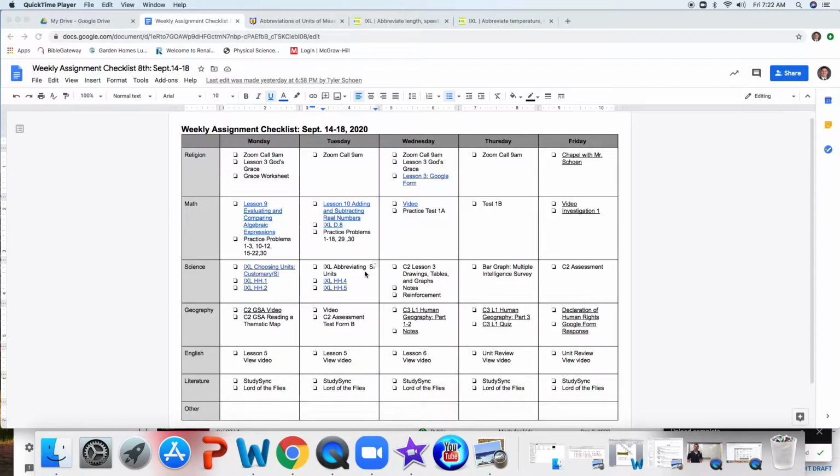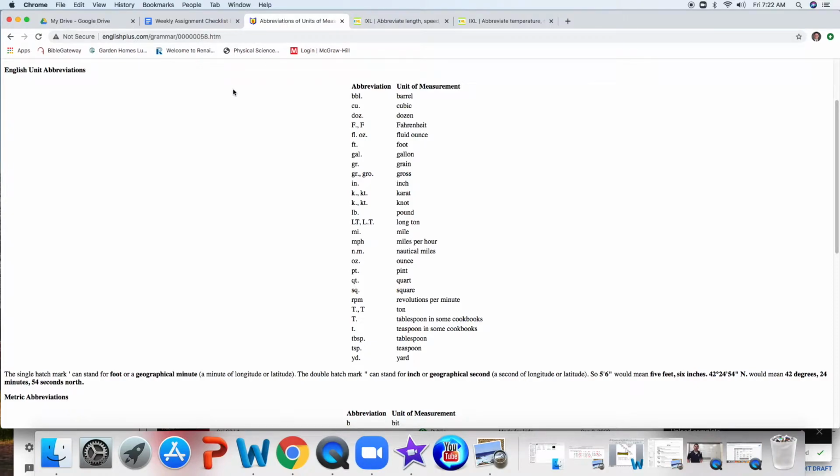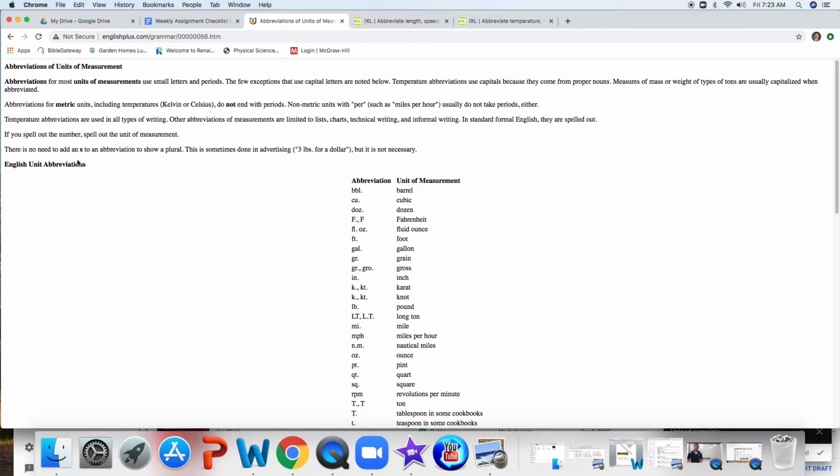Each time that we find something in science that needs to be recorded as a type of measurement, or in math class, if we have something that's calculated as a type of measurement, we need to have the appropriate label and or abbreviation. I have attached to your Google Classroom page this link which gives us the abbreviations for all of what would be the English or customary units.